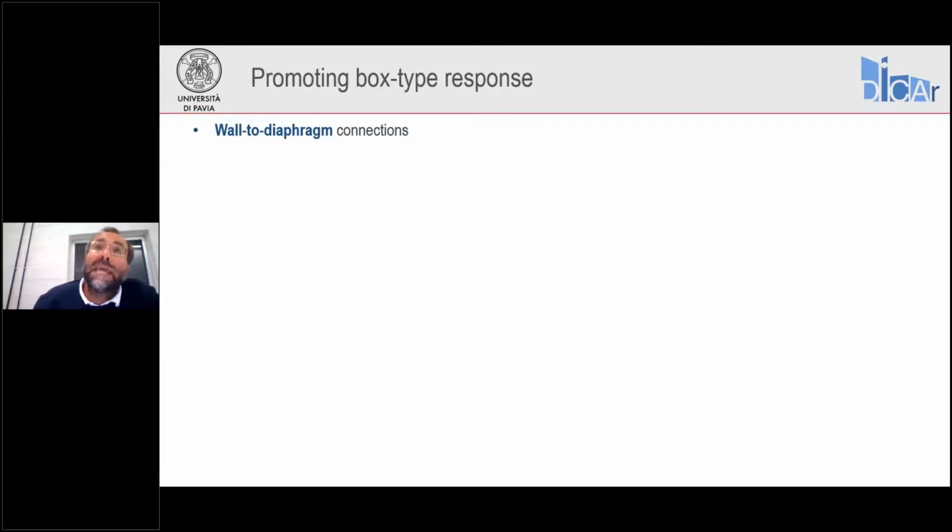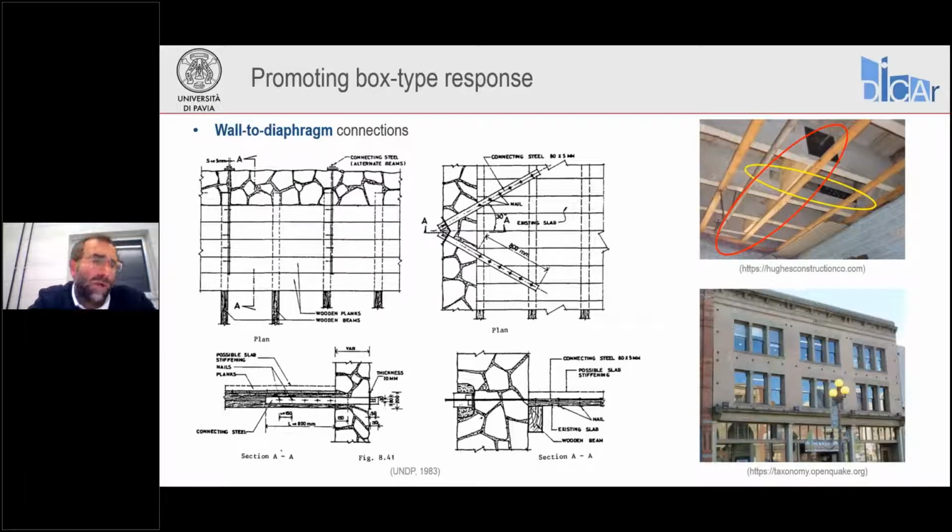So, as I was saying, in all these cases where we cannot rely on the formation of this arch action within the wall thickness, high slenderness, openings, not so good material, we need to combine our tie rod system with a wall to diaphragm connection improvement. This can be achieved in several ways. We can basically connect the joists or the planks of our floor system, which is providing the horizontal diaphragm action. We have to connect it to the walls.